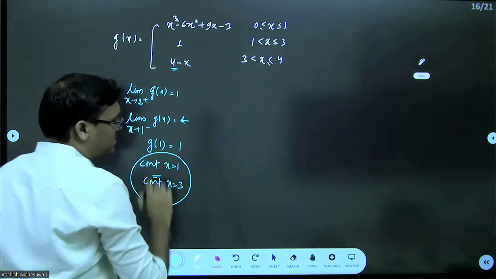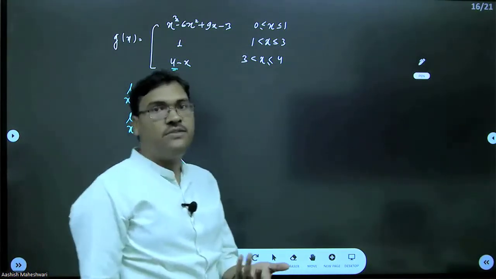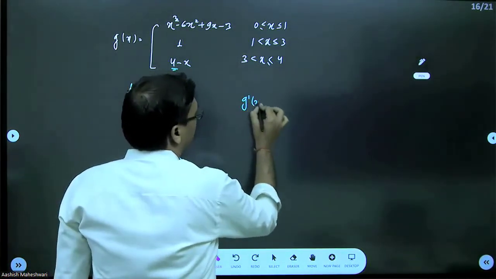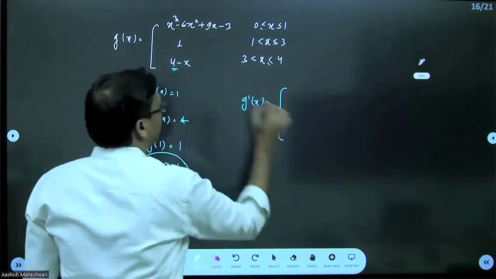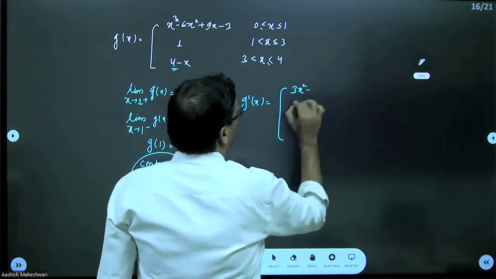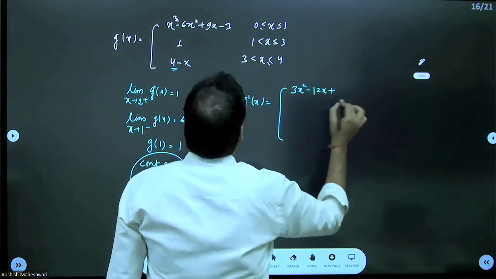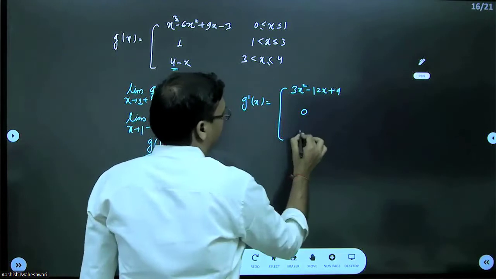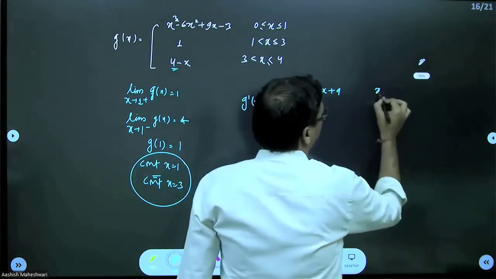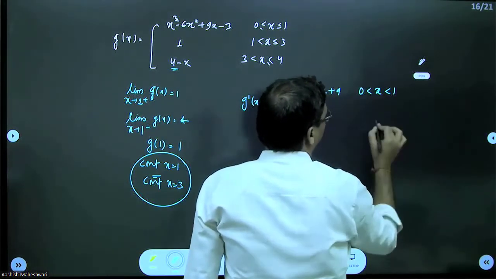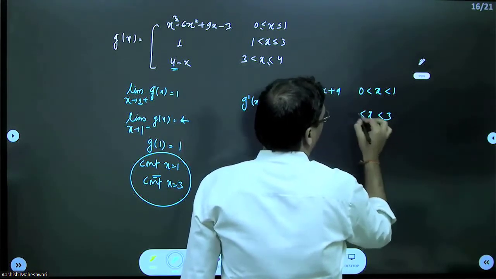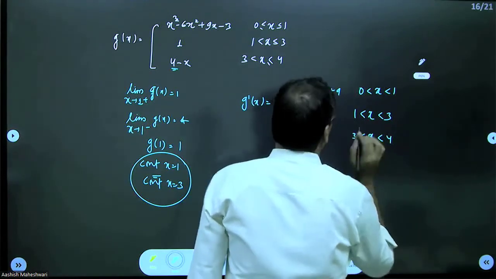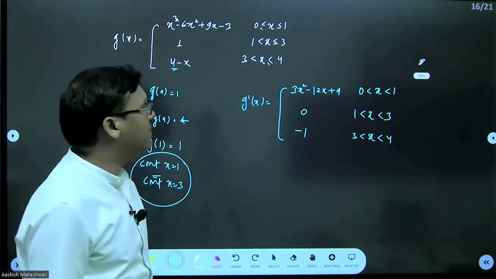Now if you know the function is continuous, you can directly use the derivative method for checking differentiability. So just differentiate this. What is g dash x? We can say this is 3x square minus 12x plus 9. What is the derivative of this? 0. This is minus 1. This is for x between 0 and 1, this is for x between 1 and 3, and this is for x between 3 and 4. So this is what we have defined.